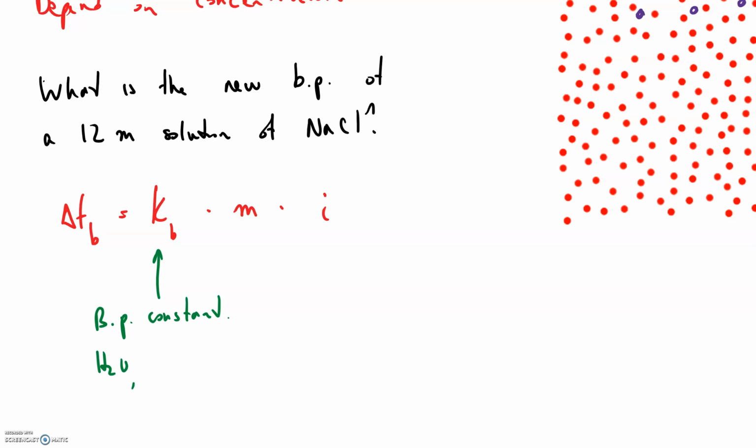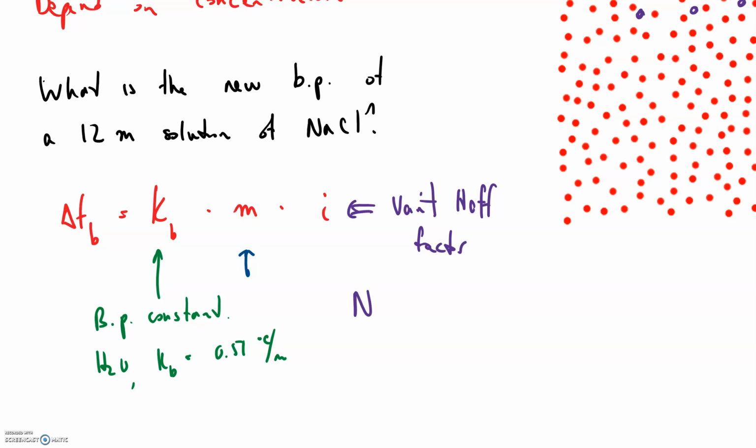For water, the KB is 0.51 degrees Celsius per molal. Obviously, this thing called m is molality. We know that. We've seen this before. And let's remember that this crazy little dude over here is what we call the Van't Hoff factor. And it is a multiplier by how a substance dissociates.